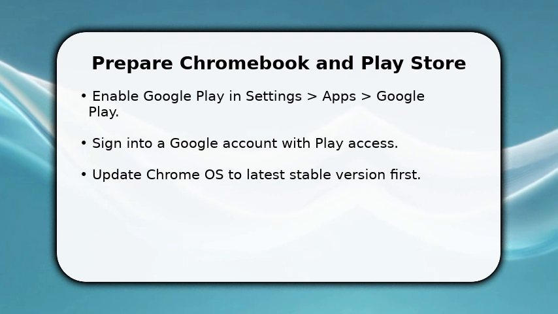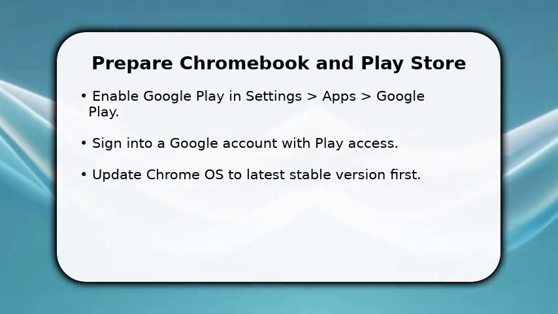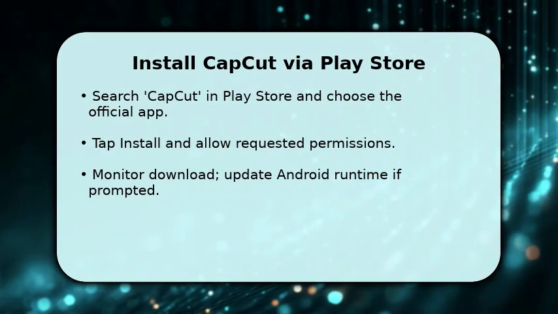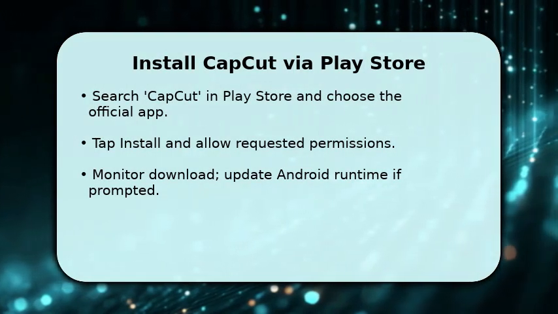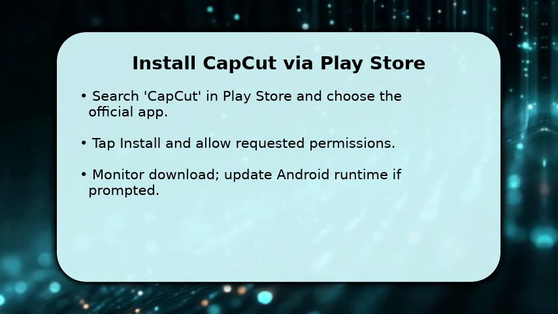Now open the Play Store. That's the practical starting point to install CapCut directly. Search for CapCut in the Play Store and select the official developer listing. You want the Android app. Tap Install and accept permissions. Media, storage, and microphone are typical.